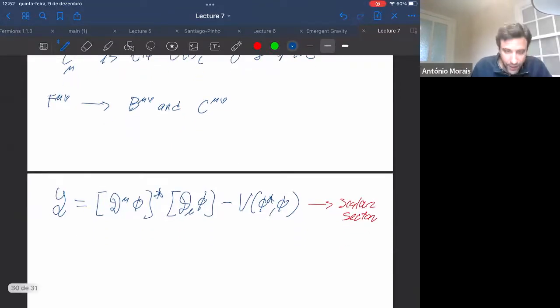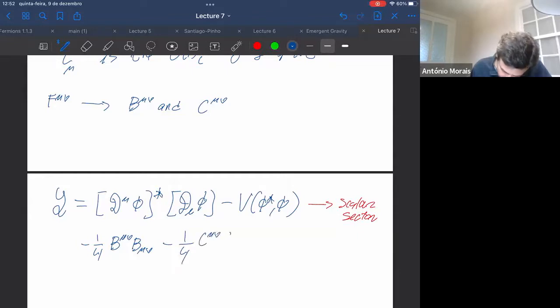Then we have a pure gauge sector, or the gauge kinetic sector: minus 1 over 4 B mu nu B mu nu. This is the Maxwell generalization of the Maxwell Lagrangian to these two new interactions, plus 1 over 4 C mu nu C mu nu. So this is the Maxwell-like sector.